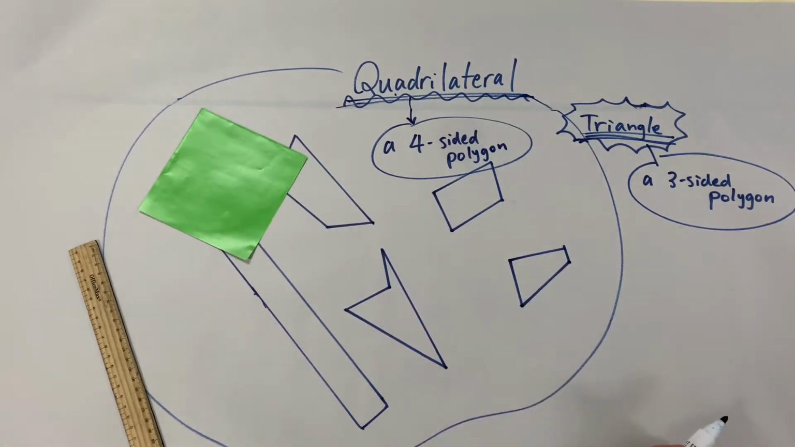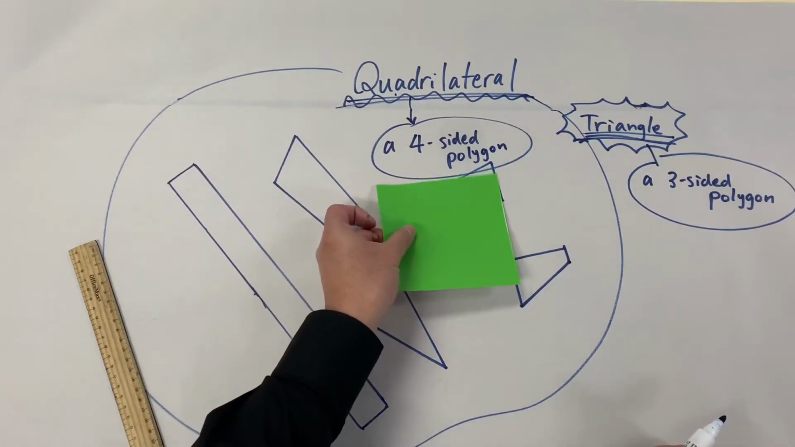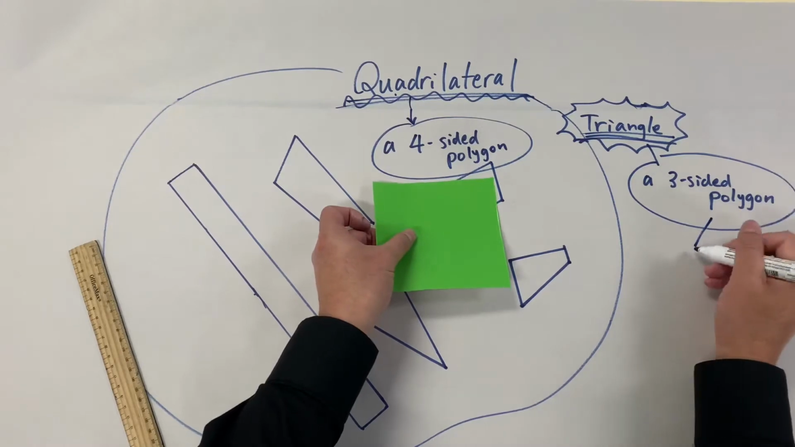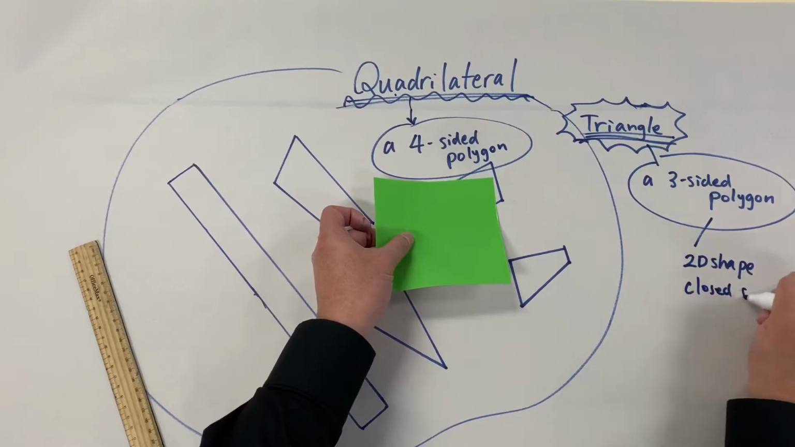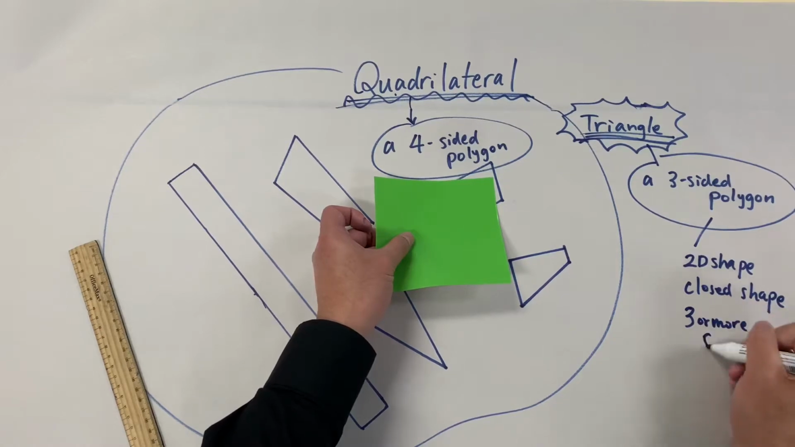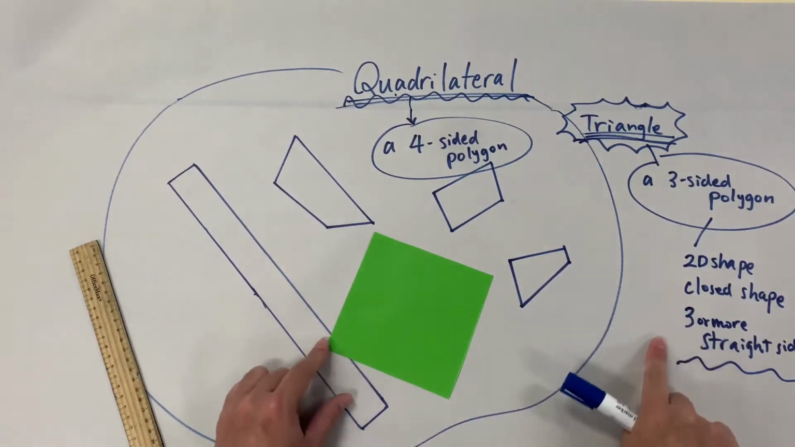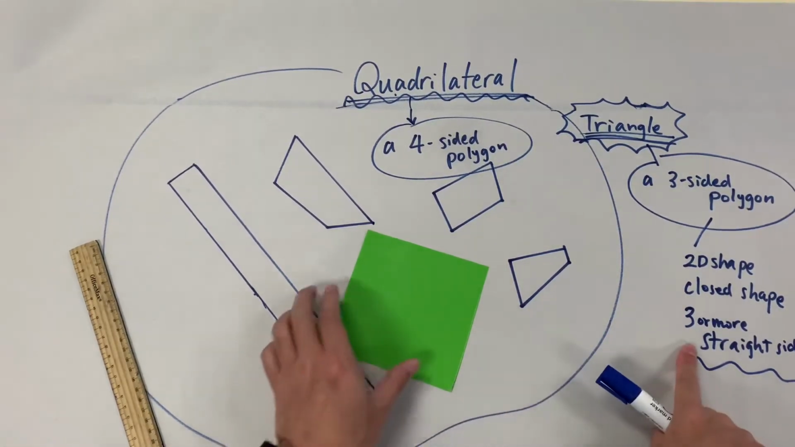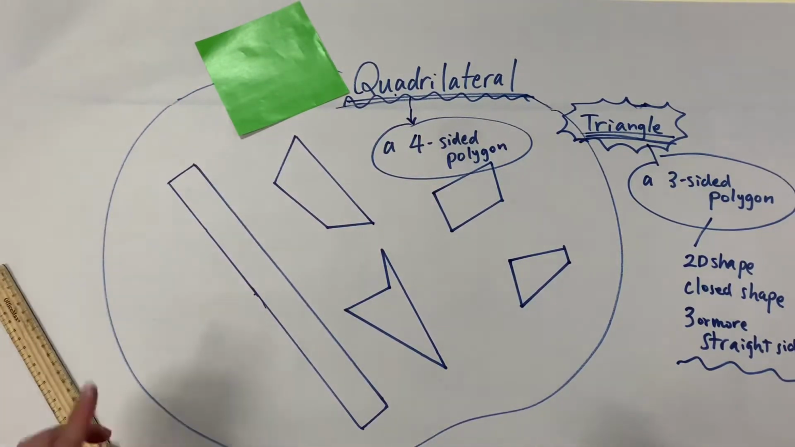Here's a square. Square is a quadrilateral because it's a polygon. Remember what a polygon is? Polygon is a 2D shape. It's a closed shape and has three or more straight sides. This has four, it's a 2D shape. It's a closed shape. It has three or more straight sides. This is a quadrilateral. It's a four-sided polygon. So, what else do you know?